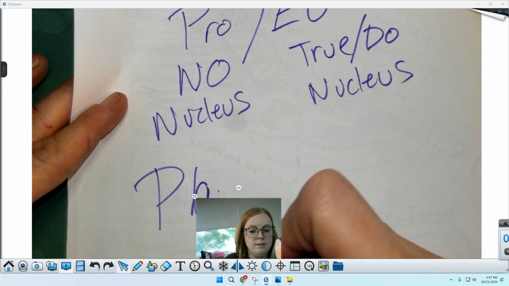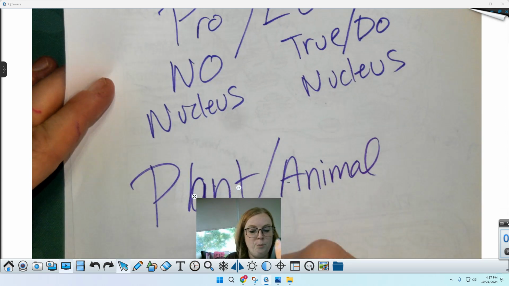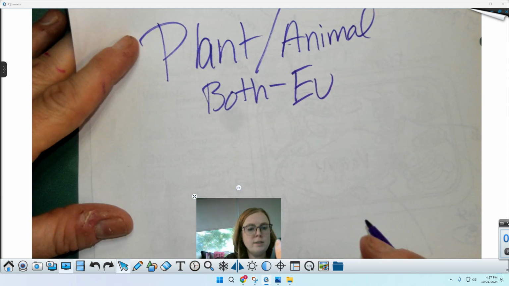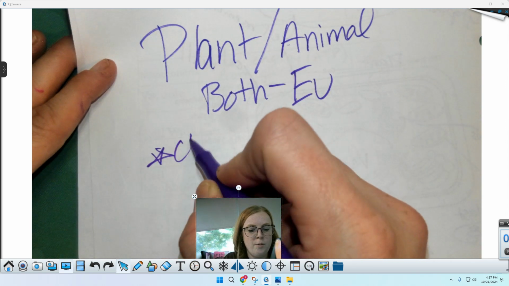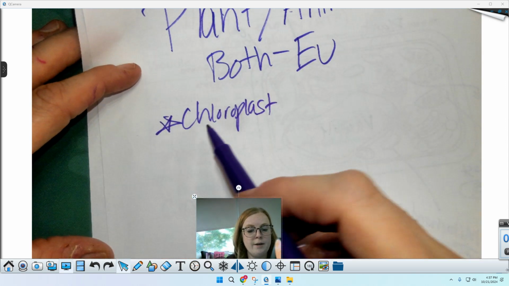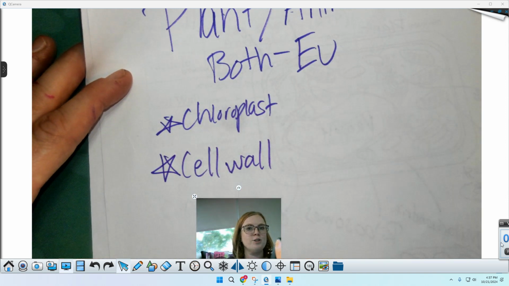While plant versus animal, they're both eukaryotic, but the plant cell is going to have the chloroplast, because it produces sugar from sunlight, photosynthesis, and it's going to have the cell wall, which gives it its structure.